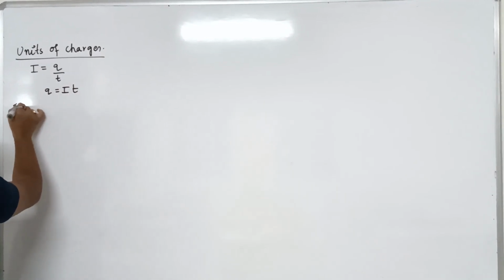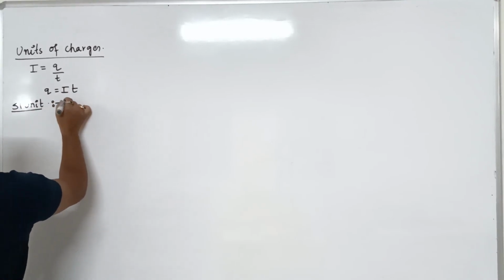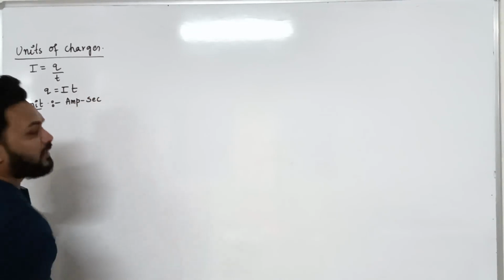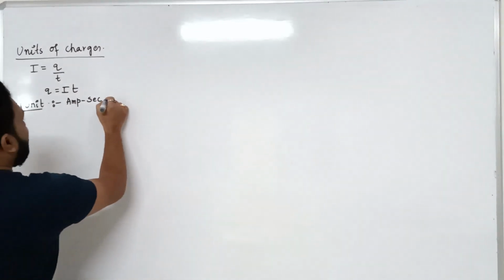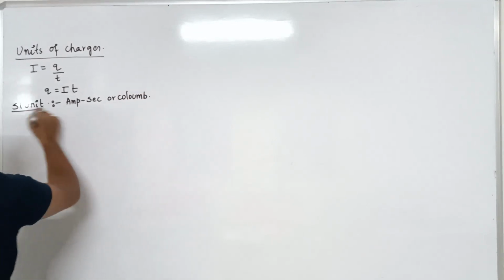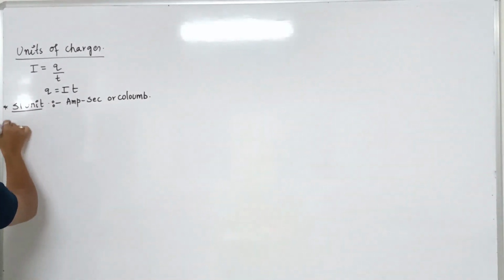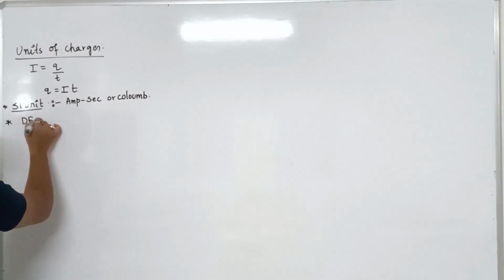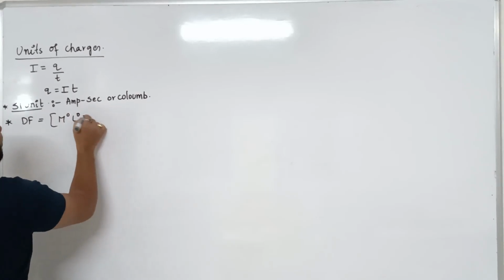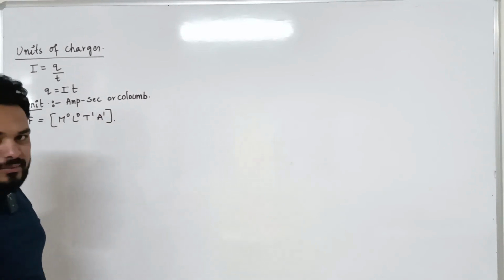The SI unit of charge: I is current, whose SI unit is ampere, and the SI unit of time is second, so ampere second. Simply we are calling it a coulomb. The SI unit of charge is the coulomb. What is the dimension formula of the charge? See, there is no mass, so M^0, L^0, T^1, and ampere will be A^1. This is the dimension formula, right?